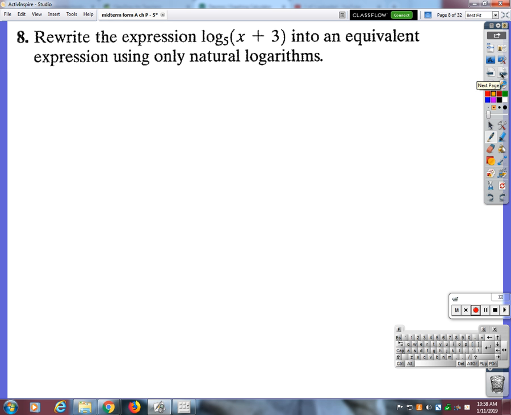Okay, rewrite the expression log base 5 of x plus 3 into an equivalent expression using only natural logarithms. This is a blast from the past.